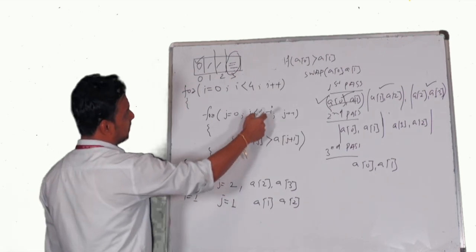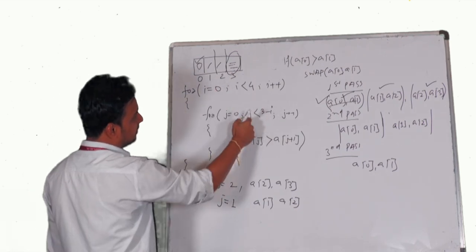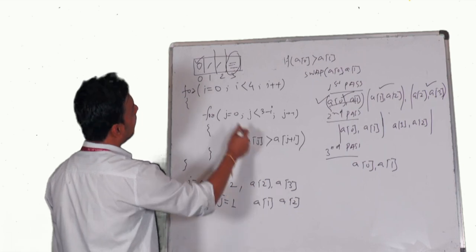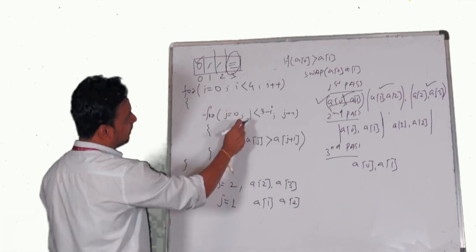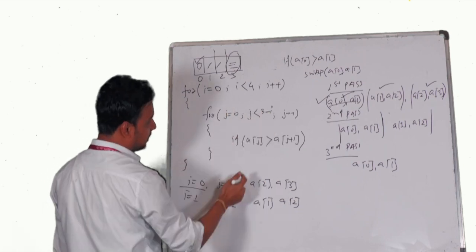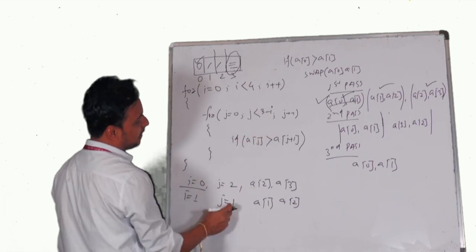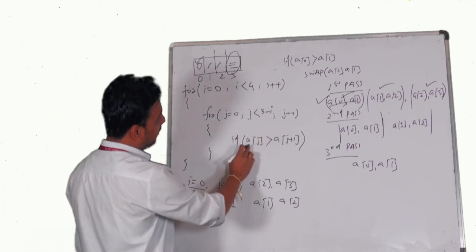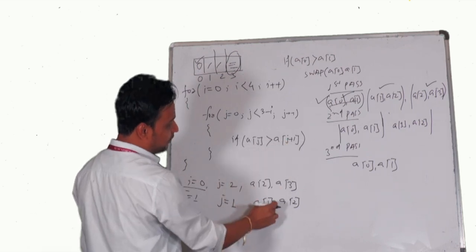If I write minus i, when i is equal to 0, it will be j less than 3. j less than 3 means j equal to 2, and the last pair will be a of 2 with a of 3. When the value of i is 1, it will be j less than 3 minus 1, so j less than 2. j less than 2 means j equal to 1. So the last value of j will be 1, and the last pair will be a of j with a of j plus 1, so a of 1 with a of 2, right?